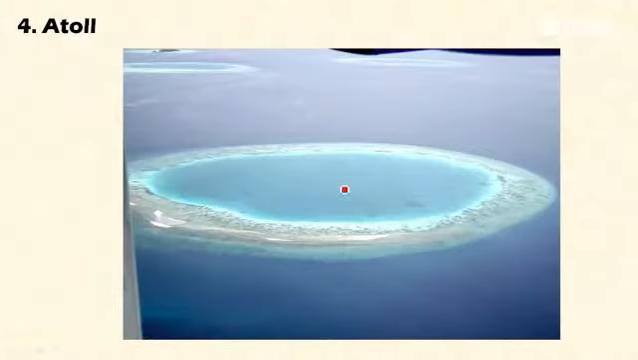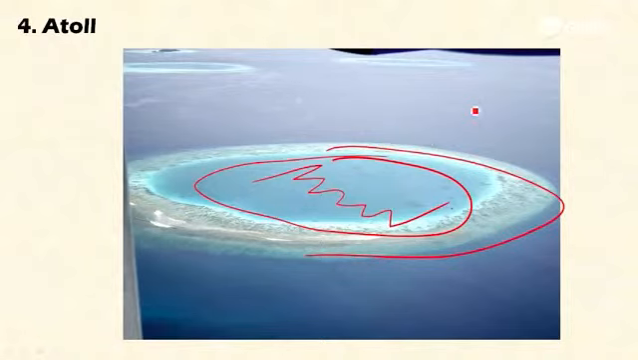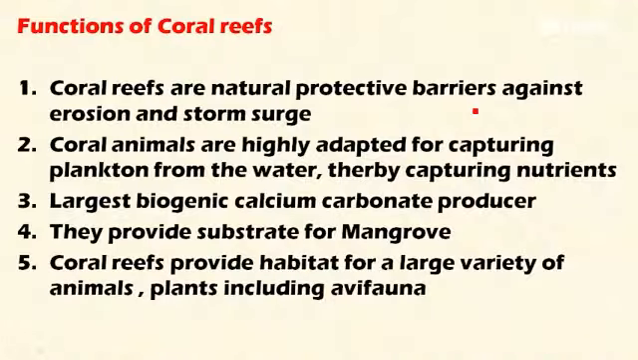The atolls have a circular shape. They are in the shape of a ring, and the middle of the coral reef is occupied by water. So these are the atolls. These are the four important types of coral reefs. And let's look at the important functions of the coral reefs.